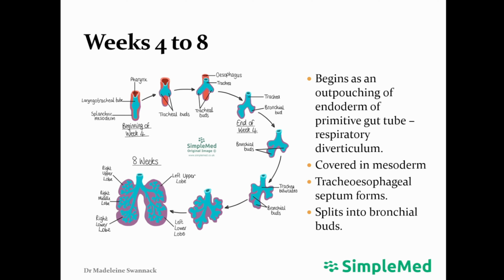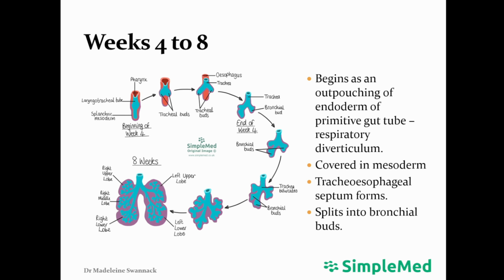The respiratory system begins from an outpouching of the primitive gut tube known as the respiratory diverticulum. This structure is derived from the endoderm of the primitive gut tube that will go on to develop into the gastrointestinal tract. The outpouching occurs from the foregut, which is the cranial end of the gut tube, and its outer surface is covered with mesoderm. As it is an outpouching, the respiratory diverticulum is continuous with the gut tube at the start of the development. To allow formation of two separate systems, a tracheoesophageal septum forms.